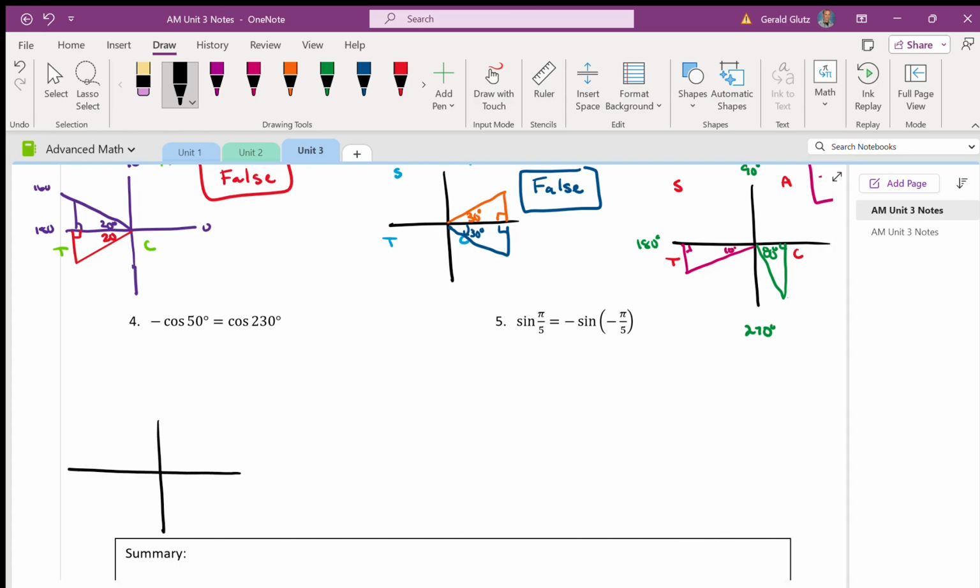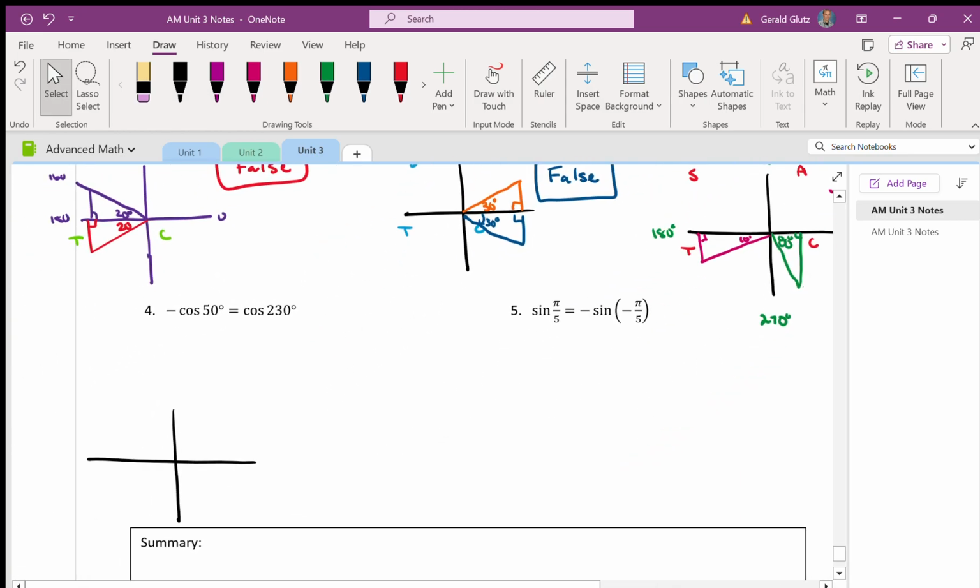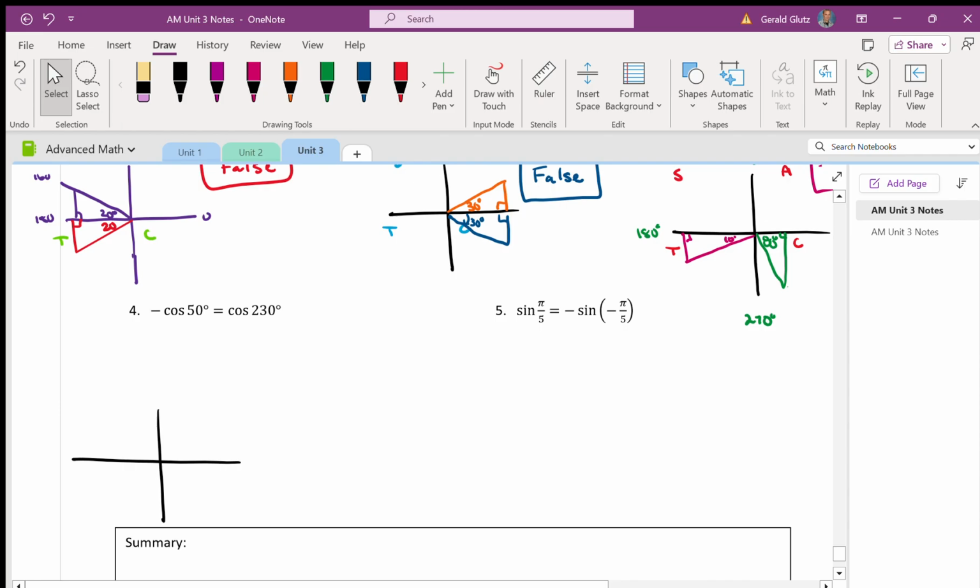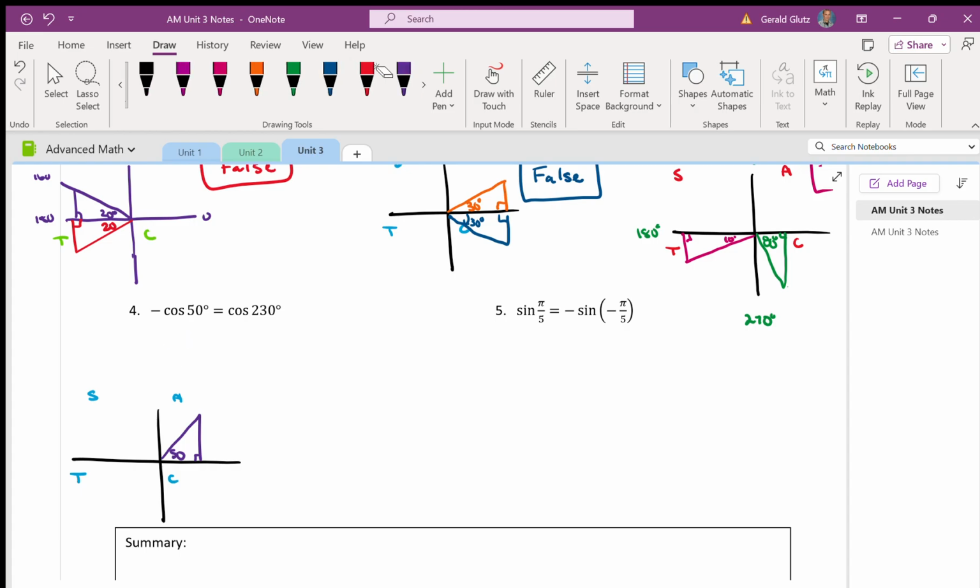All right, number 4. Negative cos 50 equals cos 30. So I'm just going to take this. I'll deal with the negative later. So cosine 50, that'd be right about there. So we have all students text in class. So that would be a positive. So that's cos 50. Let me use purple. But that negative sign makes it negative. So even though it's in positive, that negative sign makes it negative.